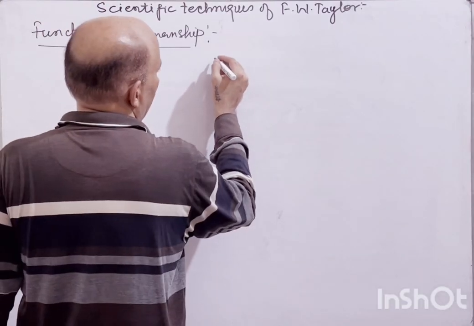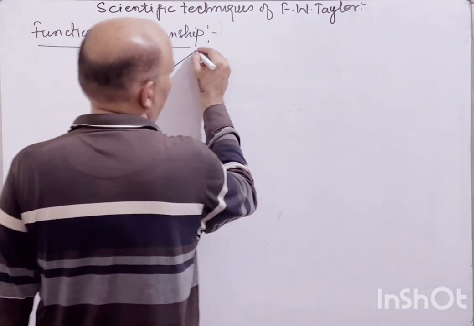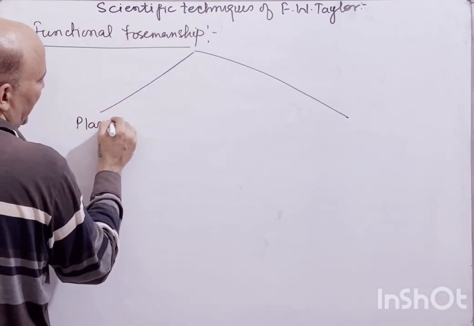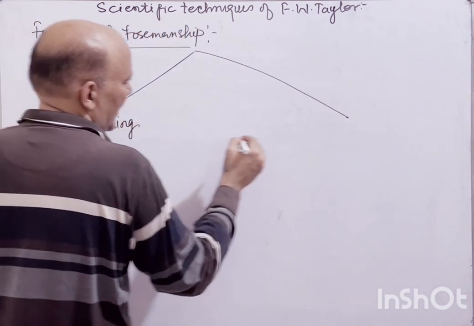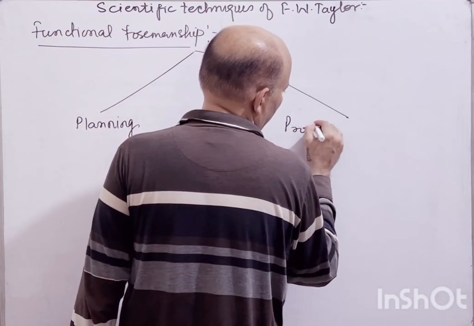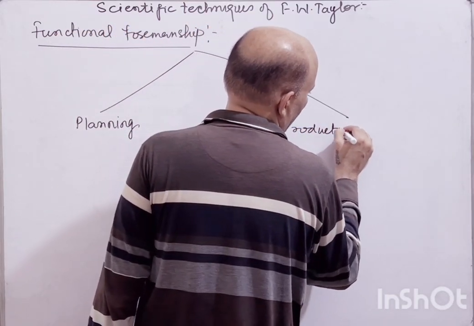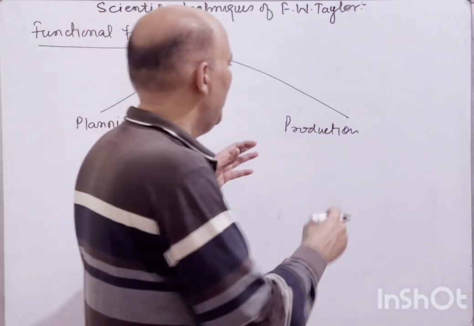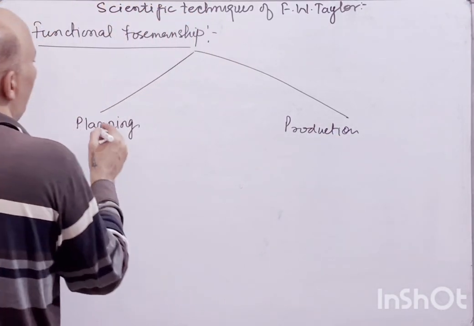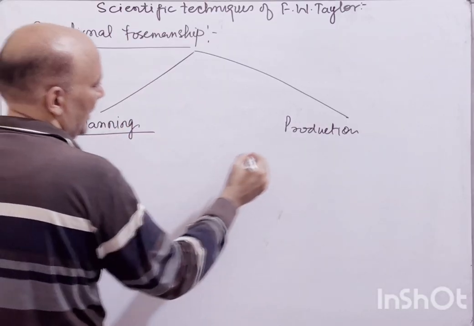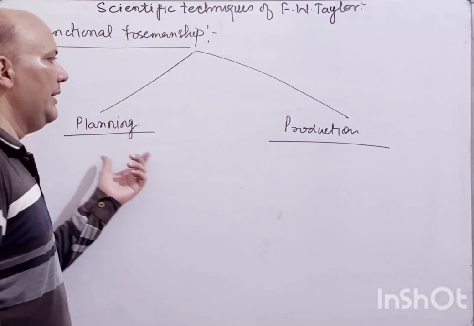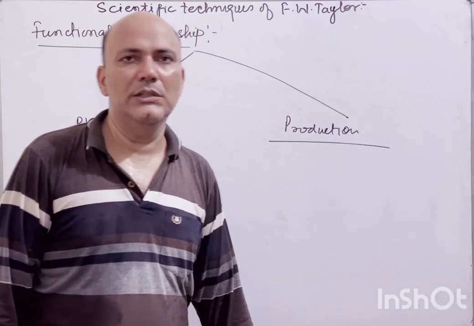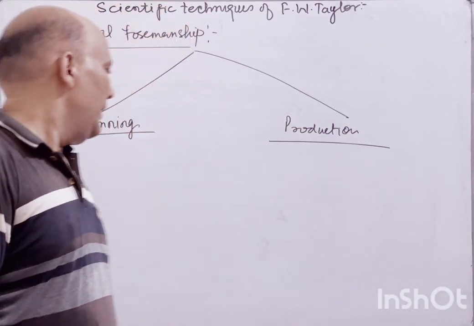Now the work is divided in functional foremanship. We are dividing it into two parts, right? First is planning. The other one is production. So I have given you the definition: the work is divided among planning and production. Now for planning and production, this is planning. All these people who are here, 4 bosses here and 4 bosses here, are giving instruction to the employees to work in the shop floor, right?